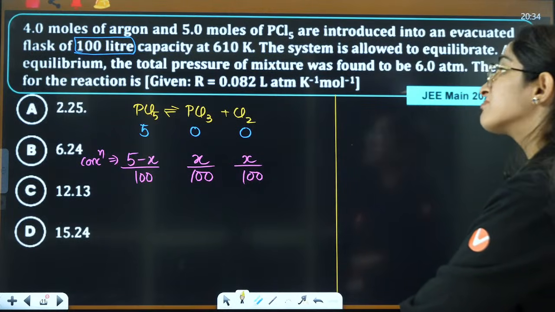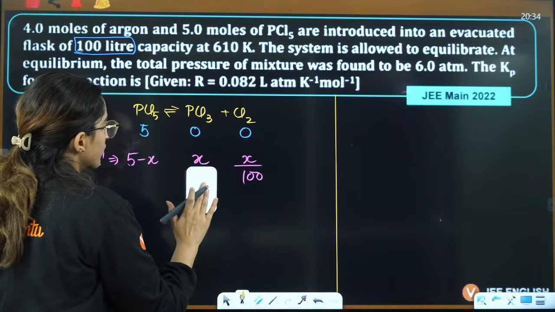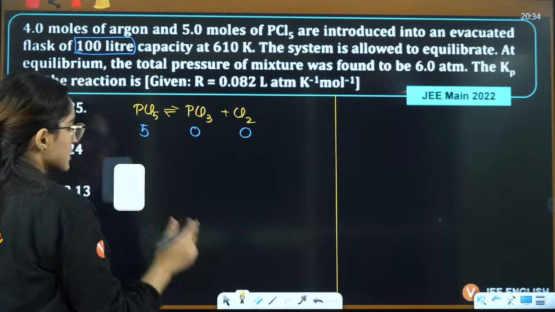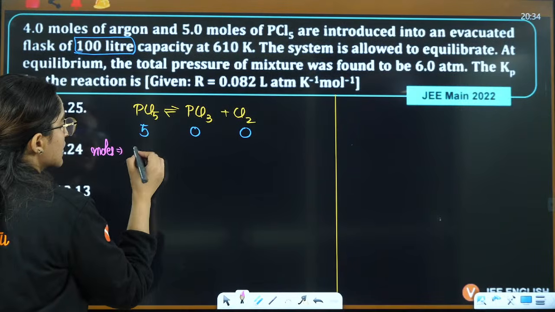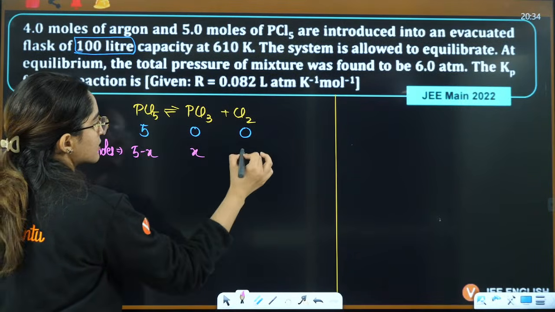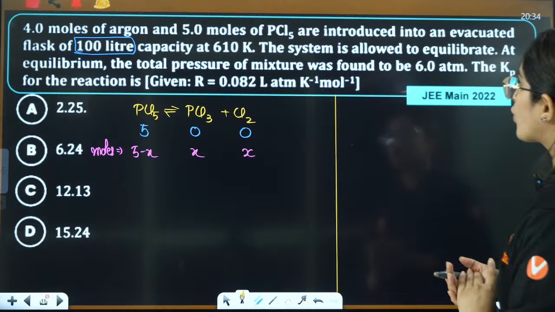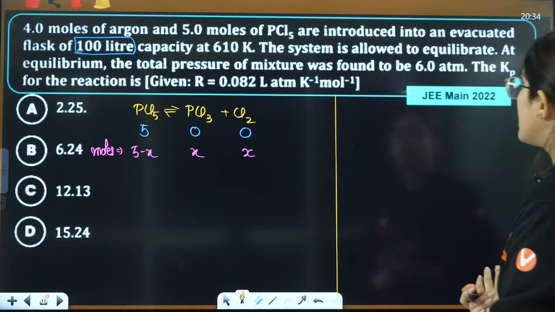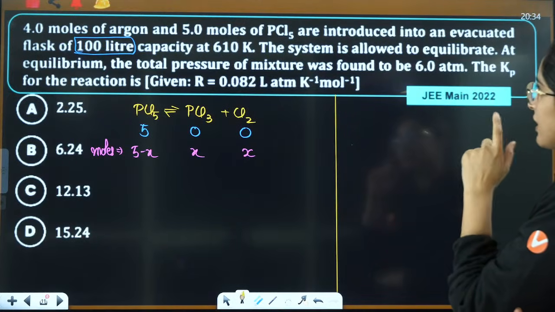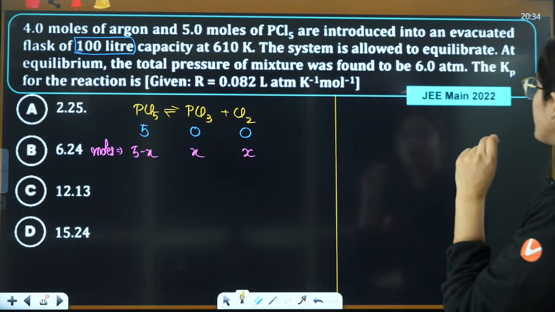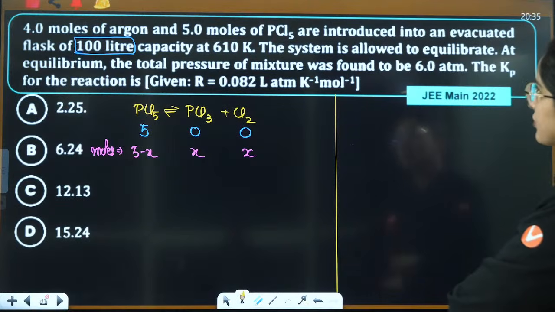Okay, they are asking you volume, you will not do anything with the volume. In fact, now things will be even more different, right? Actually, you say moles only here because they are talking about Kp. So this is 5 minus x, this is x and this is x. These are the moles, right? And if you see this here, they have given you total pressure of the mixture is found to be this. Kp you have to find out, right? And another thing they are giving you, the system is allowed to equilibrate. 5 moles of this is introduced and this much.